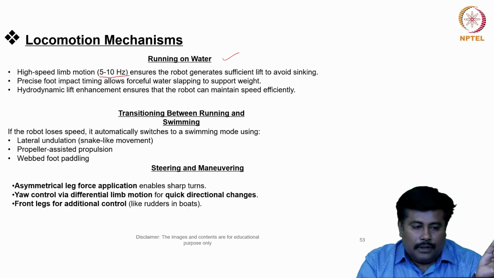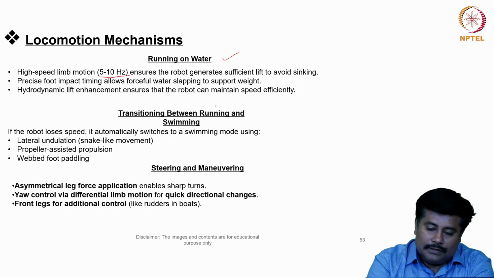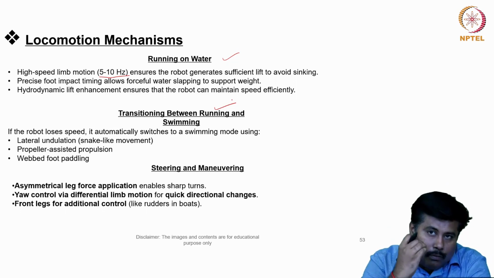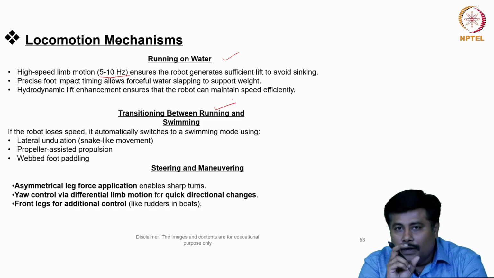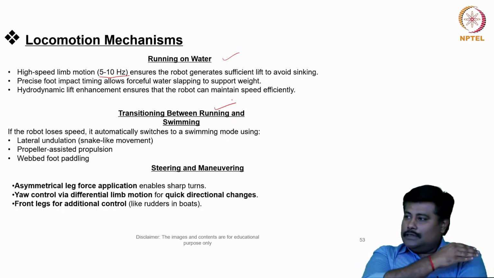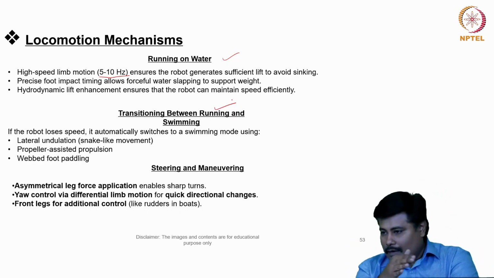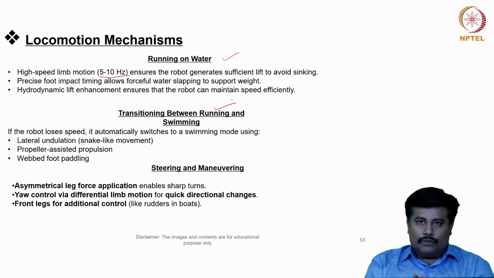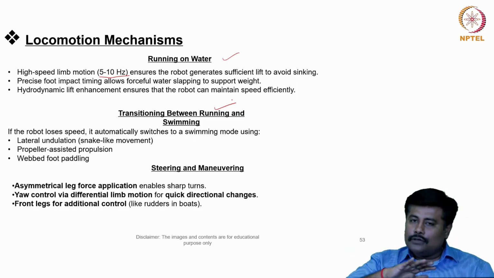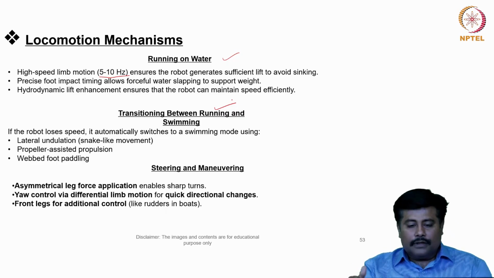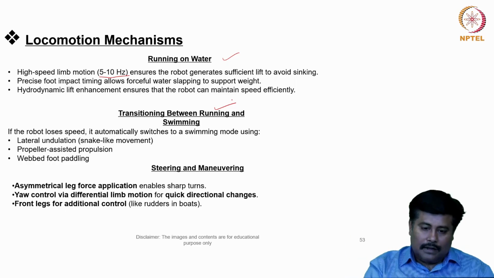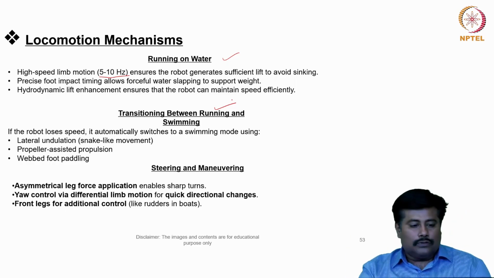When we look into the locomotion mechanism, when there is a transition between running and swimming, if the robot loses speed, it automatically switches to the swimming mode. So ideally what happens is, when it is running on land and tries to touch a water surface, of course we are all aware, there will be a drag generated, which will try to slow it down, and once it senses the speed is getting reduced, it switches to a swimming mode.